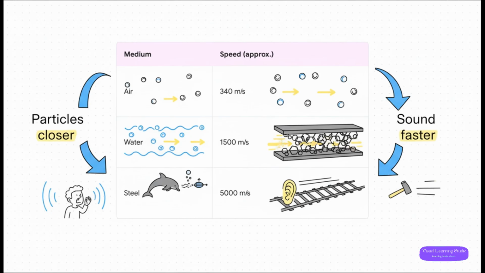But check this out. Look at what happens when we change the medium. In water, sound travels more than 4 times faster than in air. And in solid steel, it's over 14 times faster. So why is that? Well, think about it. The particles in liquids and solids are packed way closer together, so they can pass that vibration, that energy, from one to the next much more efficiently and quickly.